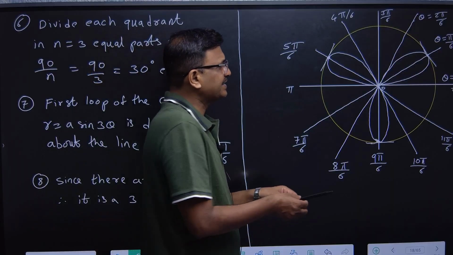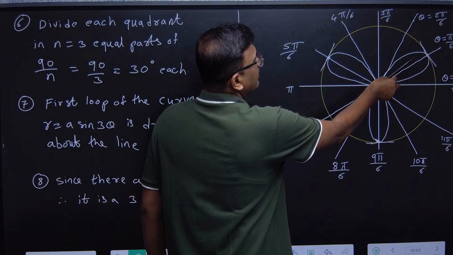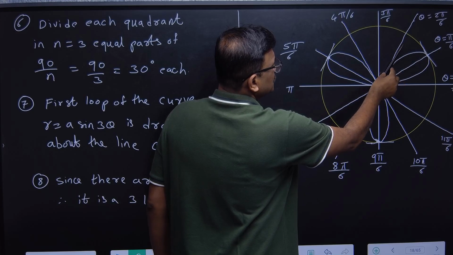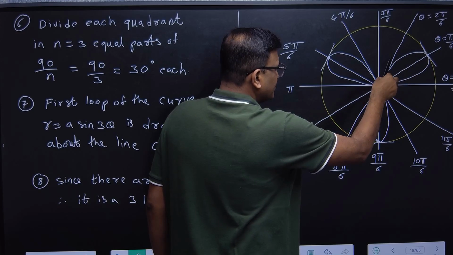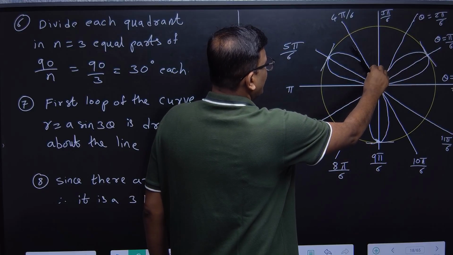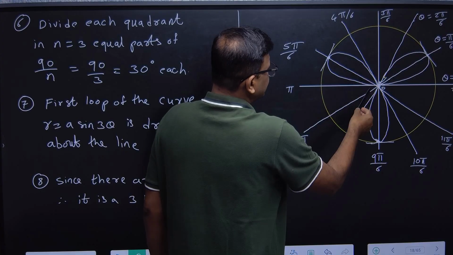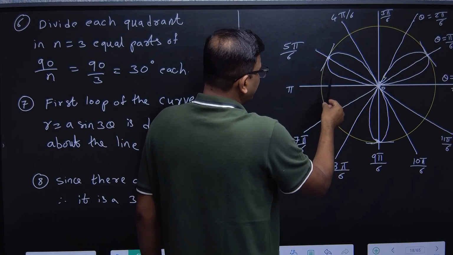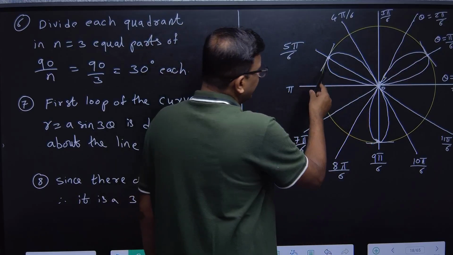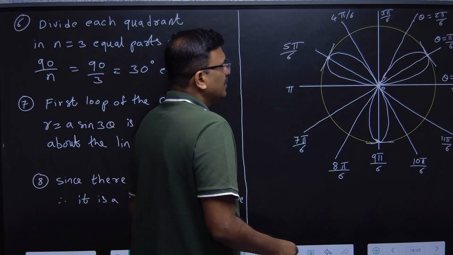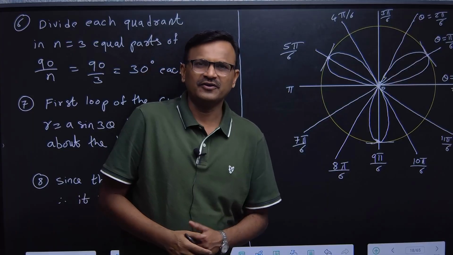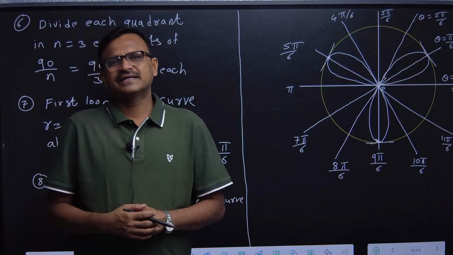So we have seen that as theta changes from 0 to pi by 6, r increases from 0 to a, and from theta is pi by 6 to 2 pi by 6, r decreases from a to 0. Same thing happens here. From theta is 4 pi by 6 to 5 pi by 6, r increases from 0 to a, and 5 pi by 6 to pi, r decreases from a to 0. Right? So we get these three loops in case of this rose curve. Right? I hope you have followed this, how to trace this rose curve.